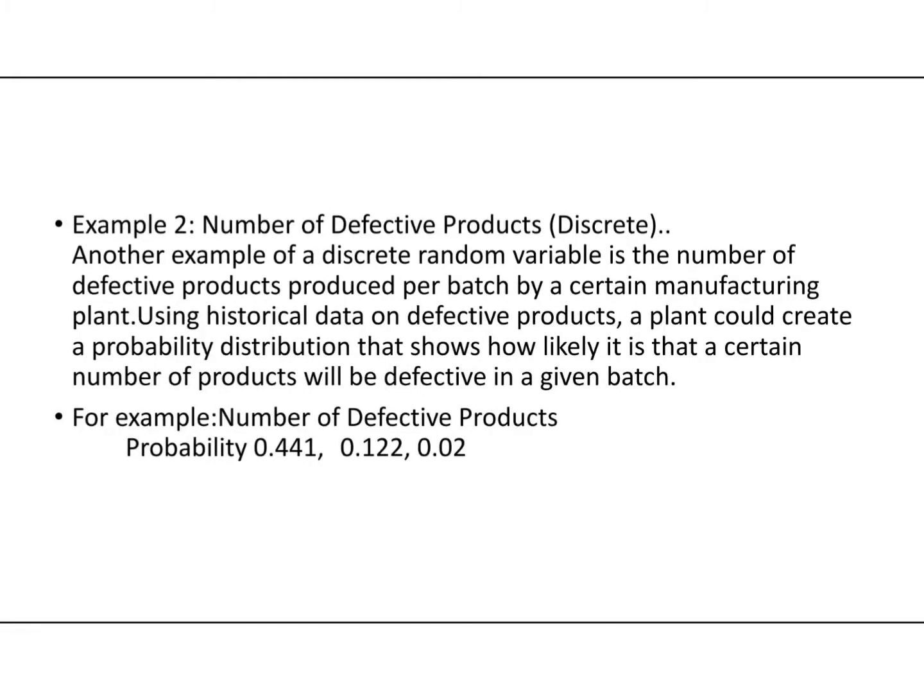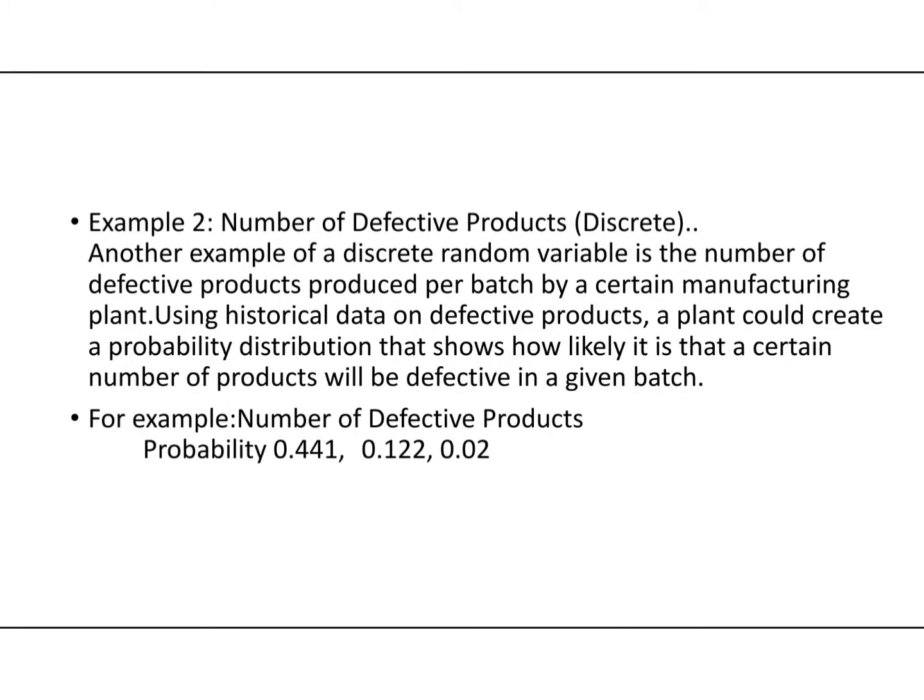Example number 2. Number of defective products. This is a discrete type random variable. Another example of a discrete random variable is the number of defective products produced per batch by a certain manufacturing plant. Using historical data on defective products, a plant could create a probability distribution that shows how likely it is that a certain number of products will be defective in a given batch. For example, for the number of defective products the probabilities are 0.441, 0.122, 0.02, and so on.